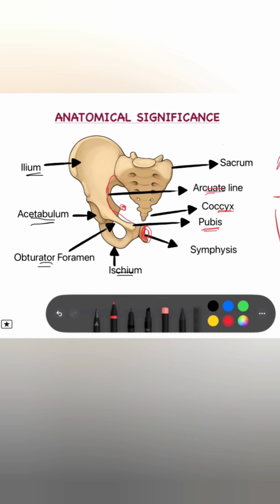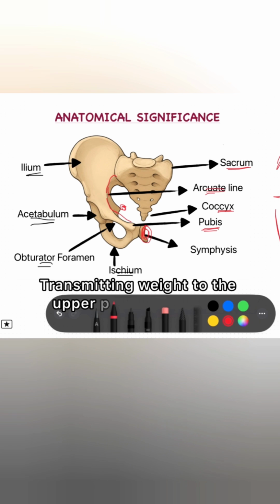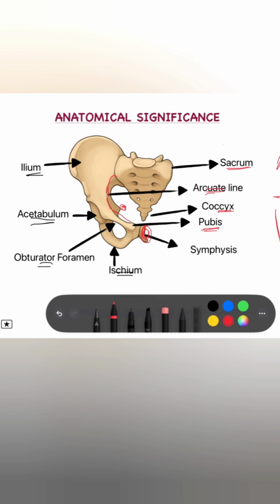The last one that we're going to look at is the sacrum. As you can see, the sacrum is the one that comes after the lumbar vertebrae. It's the vertebral part within the pelvic girdle. First of all, we're going to begin with the structural significance. It forms the keystone of the pelvis, transmitting weight to the lower part of the body. It contributes to the stability of the pelvic girdle because it articulates the two hemipelvis. It helps to maintain an upright posture.